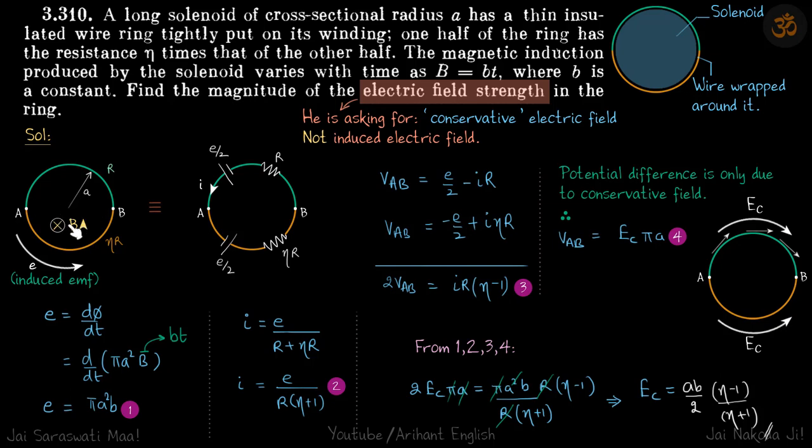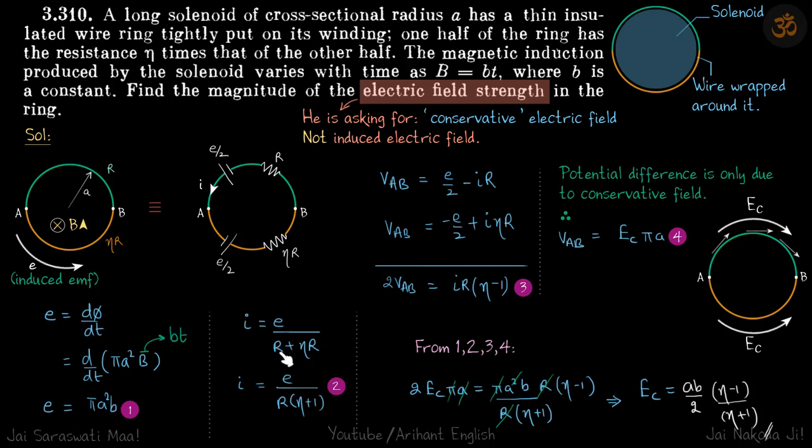So here, if the field is increasing and it is inside the plane, then to counter it, the induced current should be counterclockwise, and the induced EMF should also be counterclockwise. Now, what is the induced EMF that we know? It is d phi by dt. Phi is area times B, so pi a square B, and B is given as Bt. So d phi by dt becomes pi a square B. So this is the EMF.